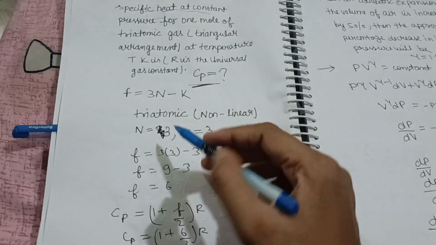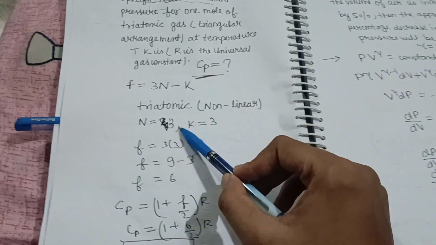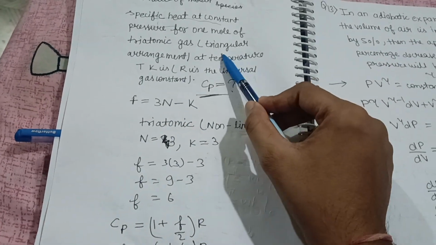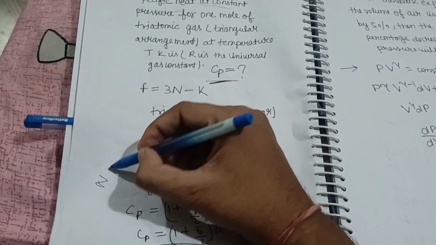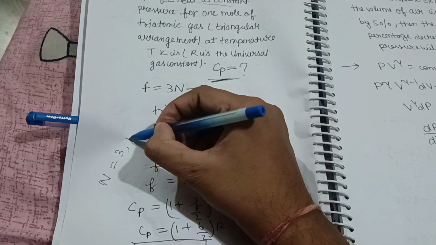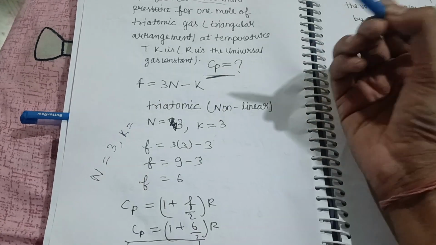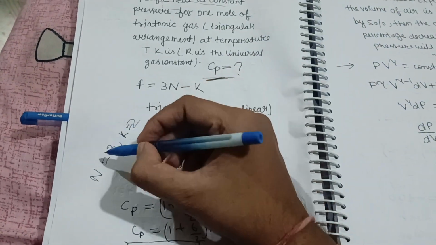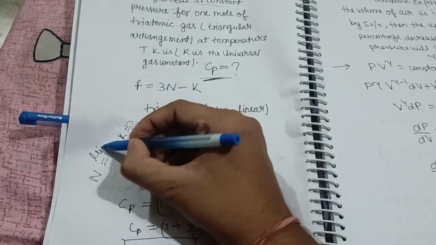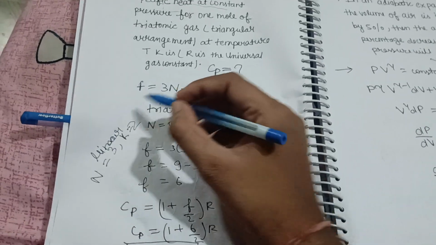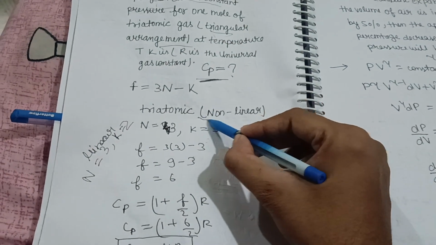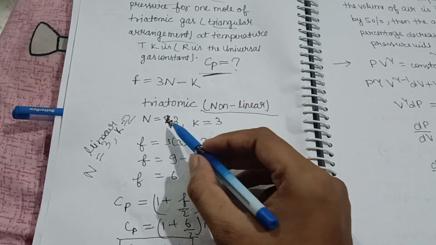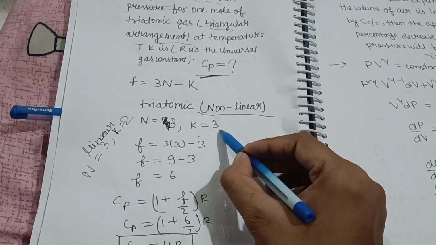So we know the degrees of freedom for non-linear. It is a triangular arrangement, so that's why it is non-linear. For linear, n is 3 and k will be 2, but it is asking for triangular arrangement, that's why we're taking non-linear. So for non-linear, n will be 3 and k will be 3.